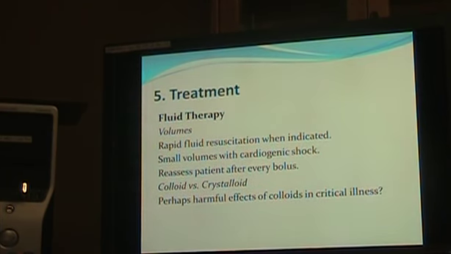Every time you give volume to a patient, regardless of the shock etiology, it's very important to reassess them. Are they responding to the volume? With a cardiac patient, was it too much volume? Is the liver getting larger? Again, the debate is always what is better for fluid therapy, colloids or crystalloids, and there is emerging evidence that colloids such as albumin or synthetic colloids are perhaps causing harm in critical illness, and therefore we will consistently advocate crystalloids, Ringer's lactate, normal saline, rather than colloids.